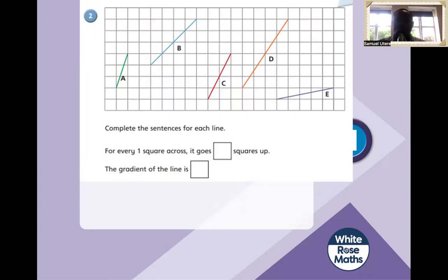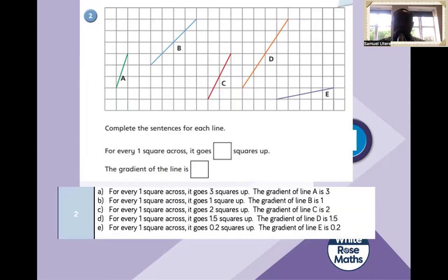Assuming you've paused the video and you've answered the questions, here are the answers. For A, for every 1 across, it goes up 3 squares up. So the gradient of the line A is 3. For B, for every 1, it goes 1 square up, so the gradient is 1. Notice that when we write the gradient as the ratio 1:n, we always pick the n number as the gradient.